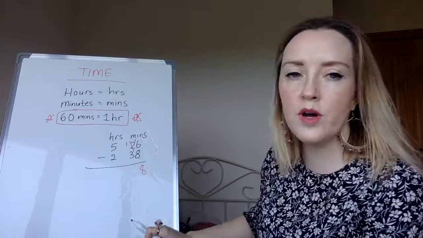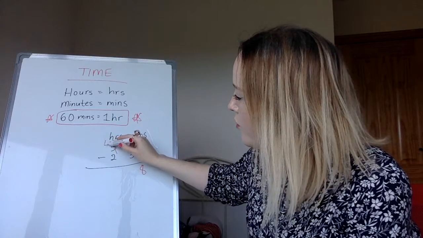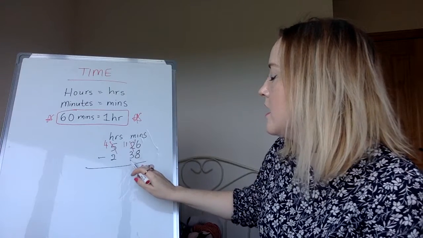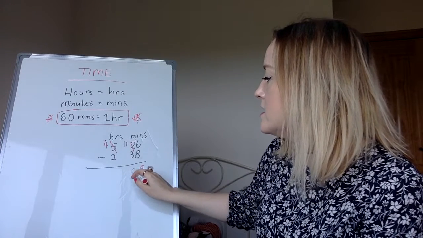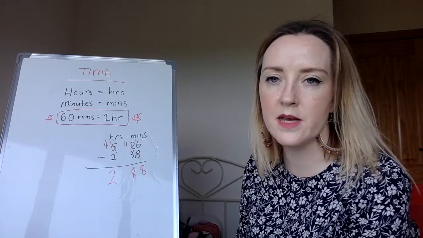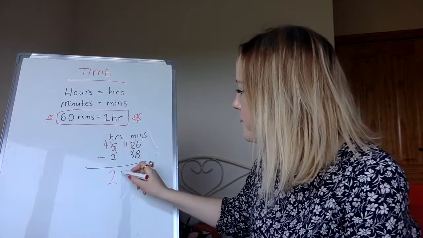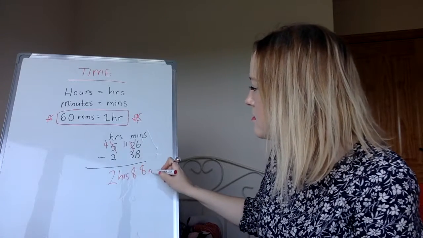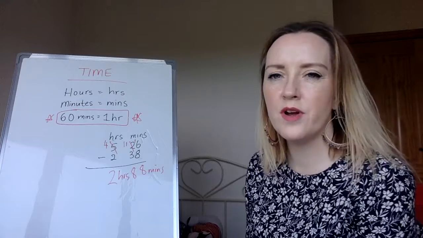We'd say 3 from 1 I cannot do. I go over, I borrow from here. I'd say 11 minus 3 is 8. And I would say 2 from 4 is 2. And my answer is 2 hours, 88 minutes. Okay? That's what I'd say. But is that right? Is that right?